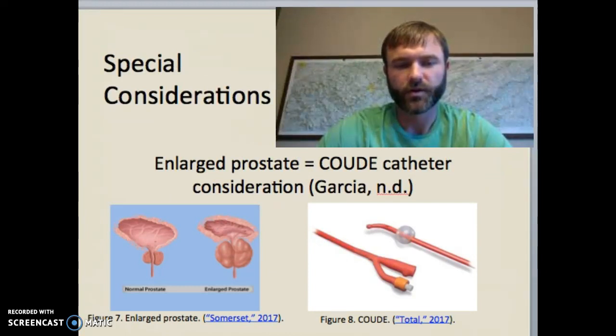There are no two people alike. The following are a couple of common special considerations when inserting a male catheter. If resistance is met while inserting the catheter and rotating does not help, do not force it. Enlargement of the prostate gland is commonly seen in men over the age of 50. A special crooked-tipped catheter called a coude may be required to maneuver past the prostate.